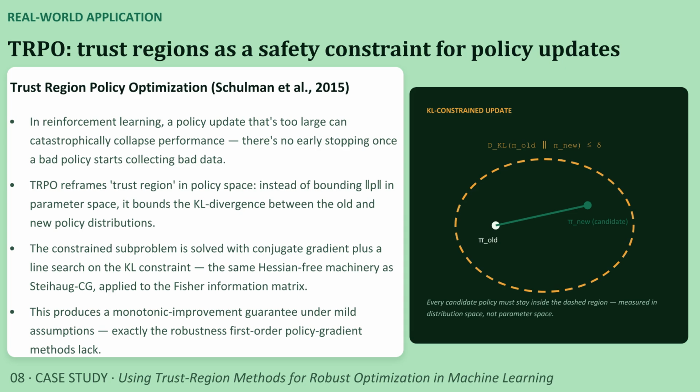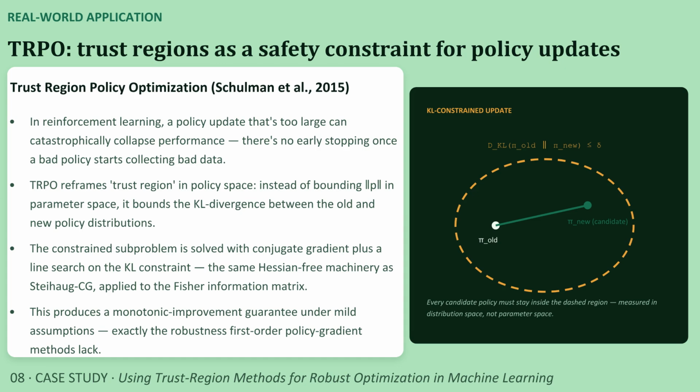Mechanically, TRPO forms a local model using the Fisher information matrix, a natural curvature measure for probability distributions, and solves the constrained subproblem with conjugate gradient, plus a line search to strictly enforce the KL constraint. That's structurally the same Hessian-free machinery as the Steihaug CG code we just looked at, just applied to Fisher vector products instead of Hessian vector products.